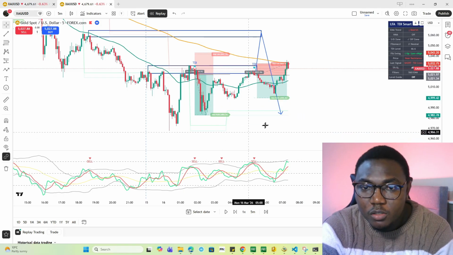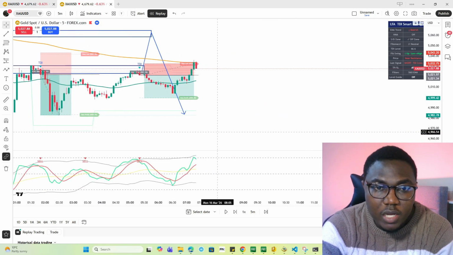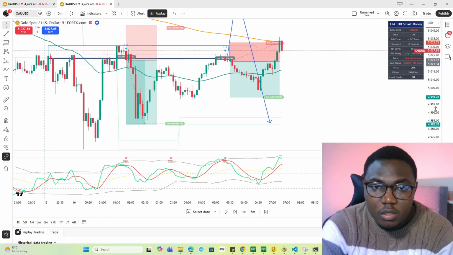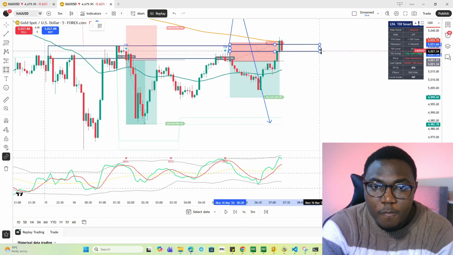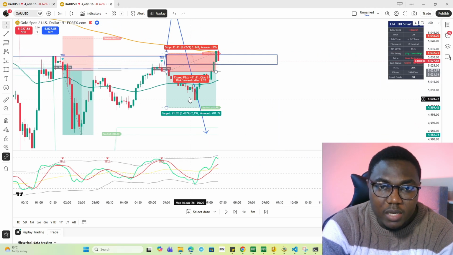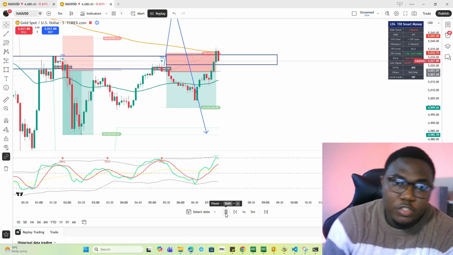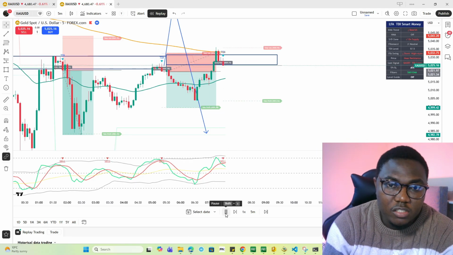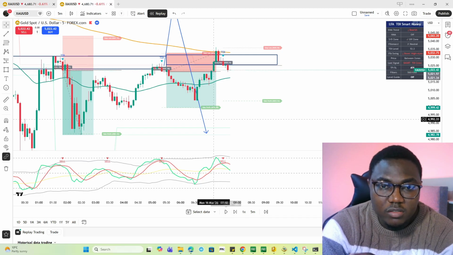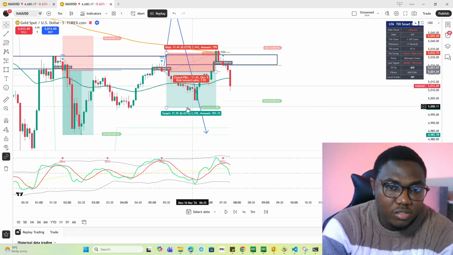So if you can see very well, we now have our new supply zone here. So this is looking like a very good day actually. The market is here around the supply zone. So we lost on that trade just because our TP expectation is too much.